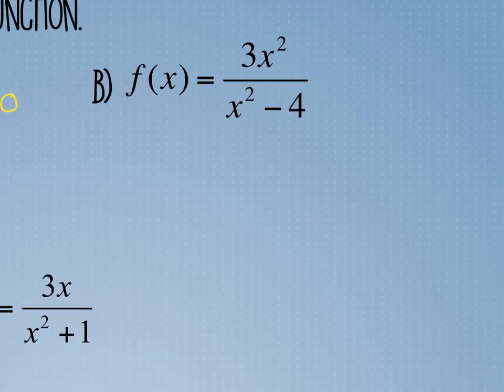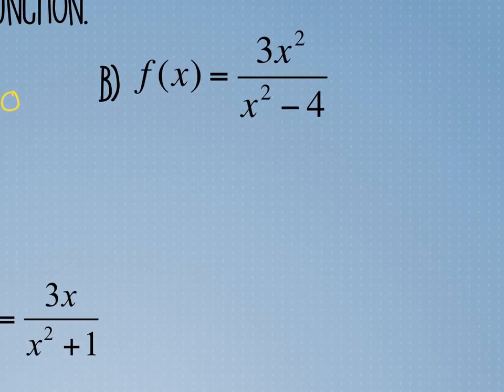All right, let's look at B. What do we do to find our vertical asymptote? Set our denominator equal to 0. So we get x squared is equal to 4. What are our solutions? x equals 2, and plus or minus 2. We take the square root, and when we take the square root of 4, we get plus or minus 2.